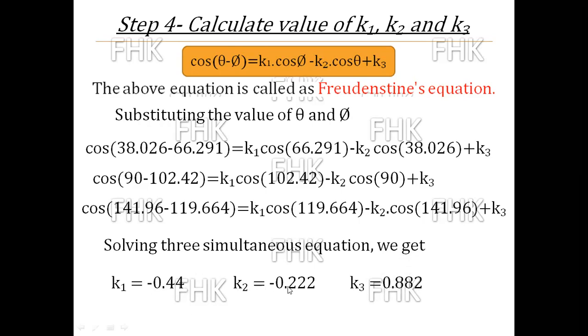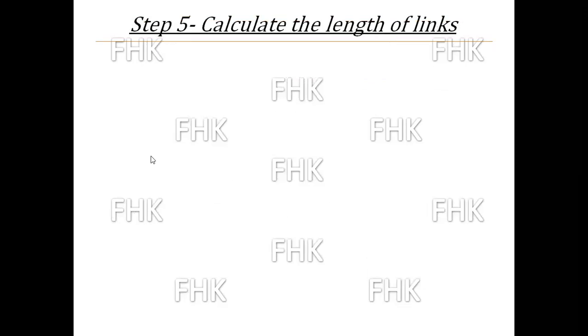The value of K2 I am getting here is minus 0.022, and the value of K3 is equal to 0.882. So on the calculator, solving three simultaneous equations with three unknowns, I get the values of K1, K2 and K3 directly. Now the next step is calculating the length of the links, which is asked in the problem statement for 12 marks.